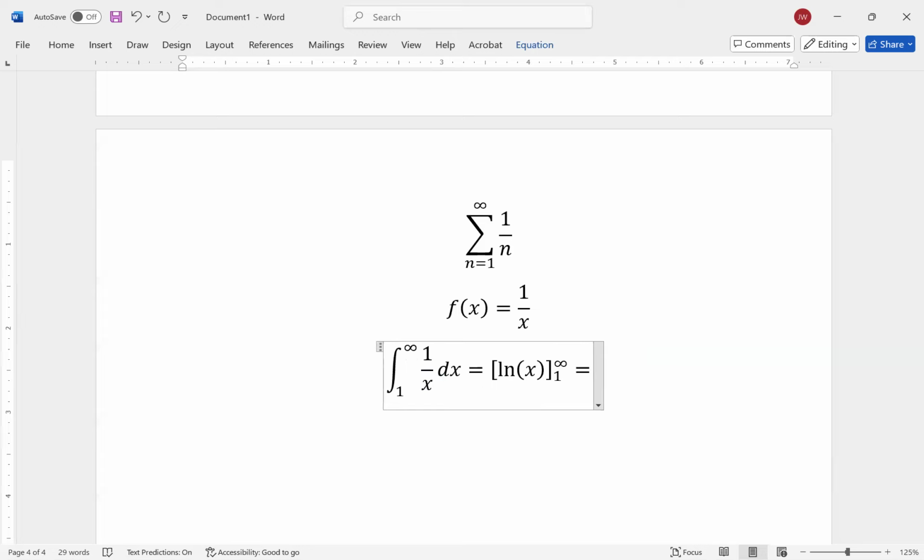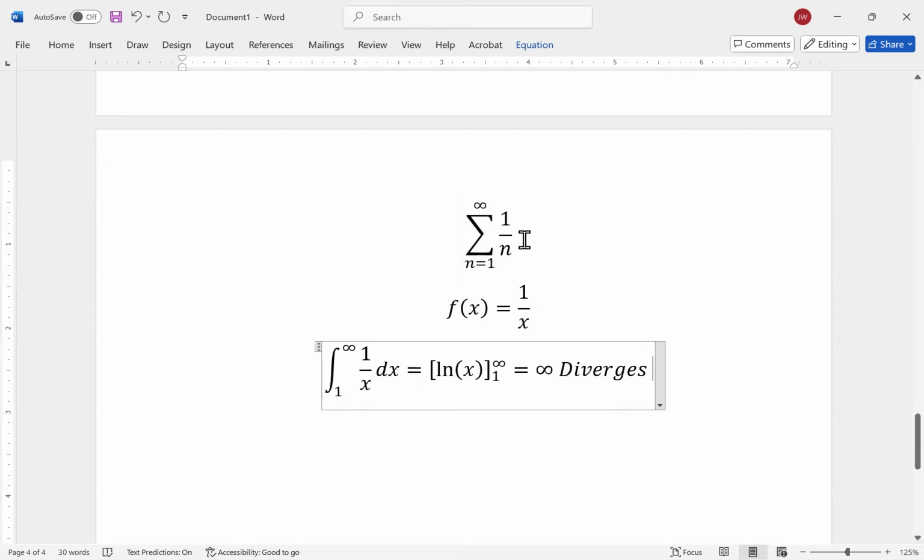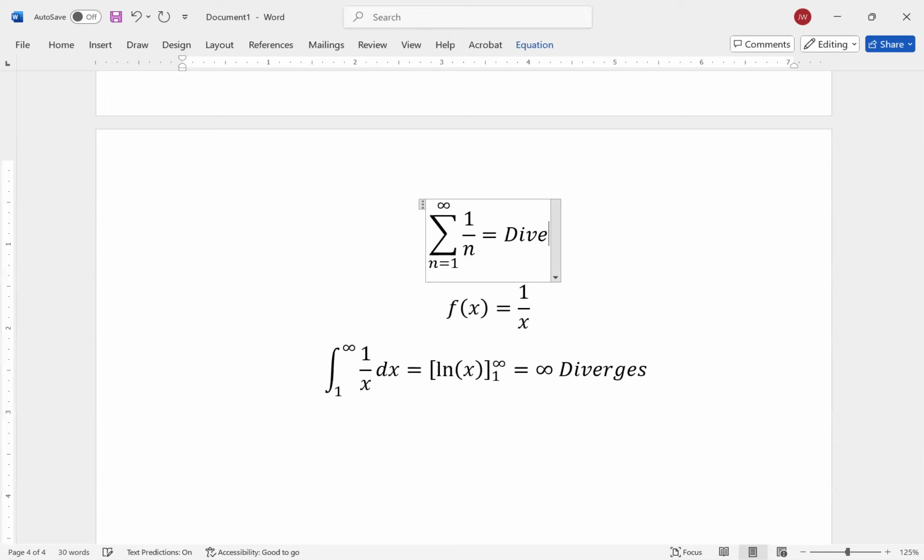And sure enough, as I plug in bigger and bigger values for x, natural log of x gets bigger and bigger and bigger, although slowly. And then when I plug in 1, I get a 0. So the integral diverges, and therefore this infinite sum is also going to diverge.